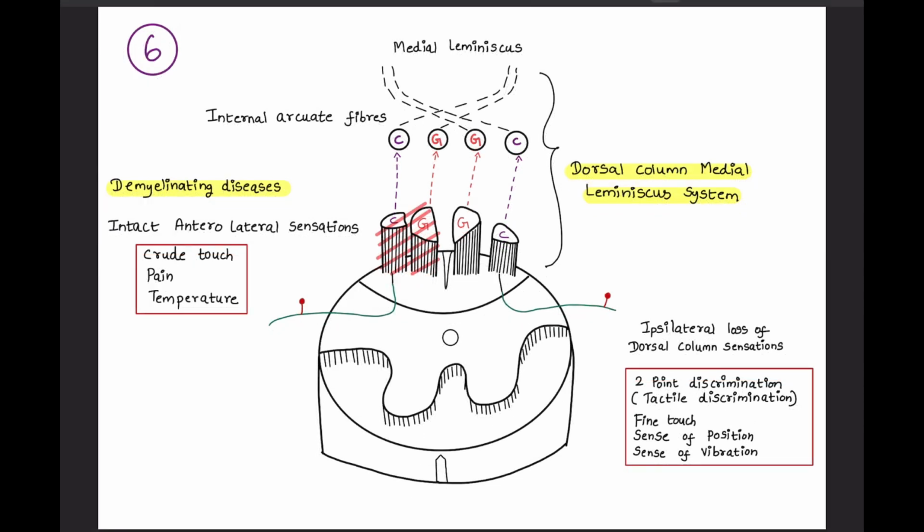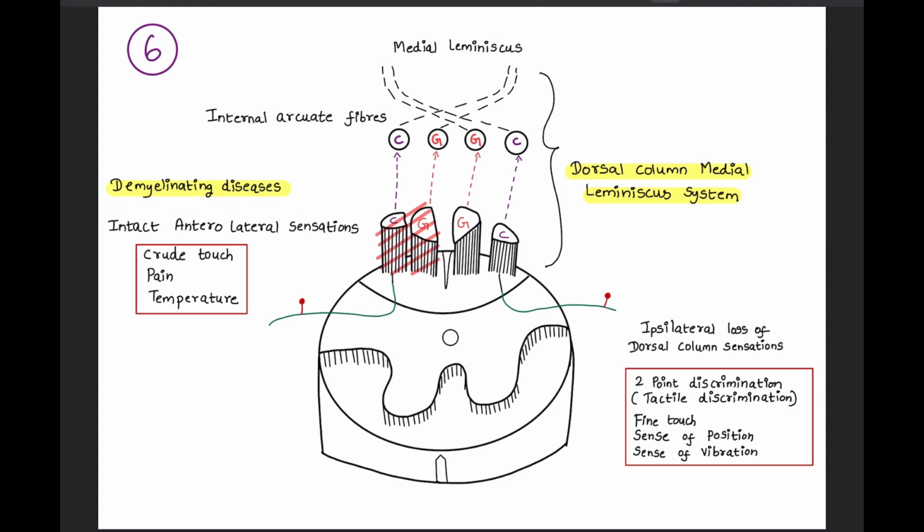Also please note that this is a demyelinating disease. So what is demyelination? Demyelination means loss of myelin sheath. A myelin sheath is the protective covering of the axon of a nerve fiber. So in this condition there will be demyelination.